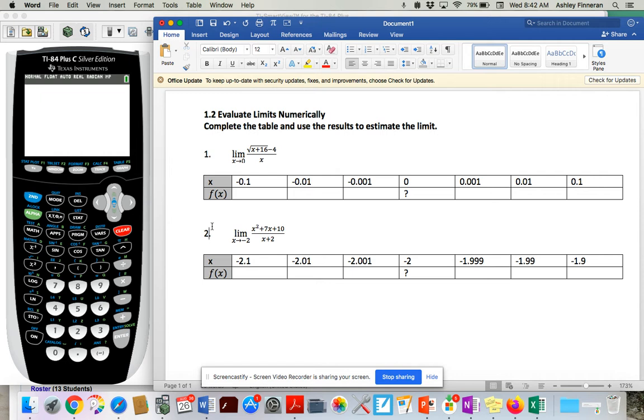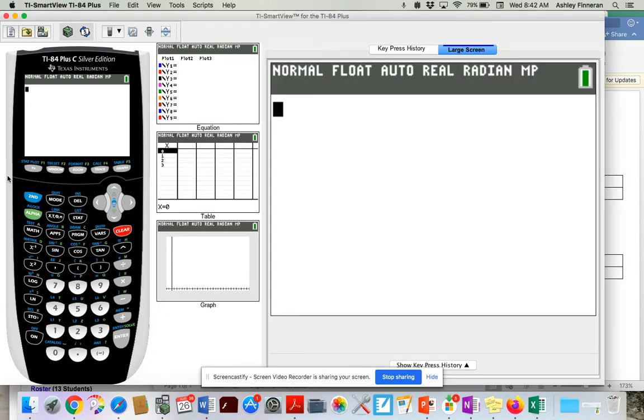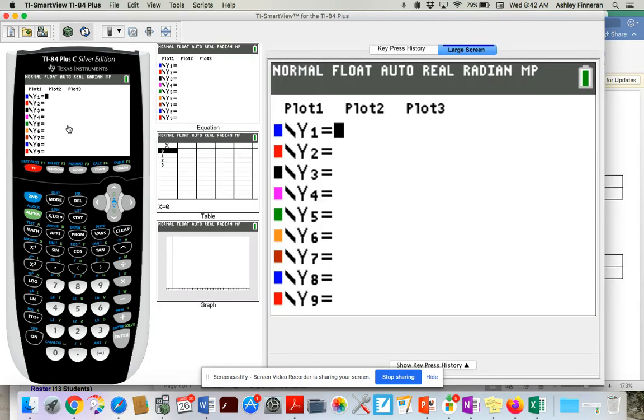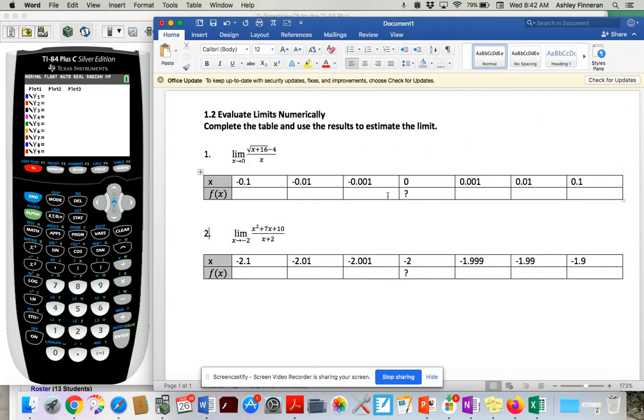In order to evaluate a limit numerically, the first thing you need to do is on your calculator, you need to go into y equals, and then you need to type the function. So if you want to pause the video really quick, and if you want to copy down the notes into your notebook so that you can flip back and forth, that's great.